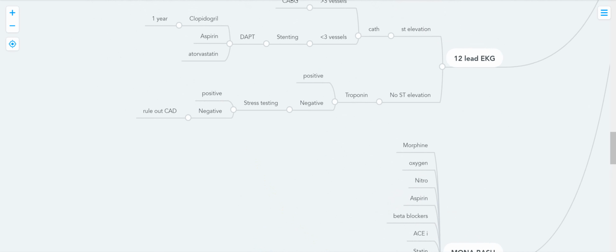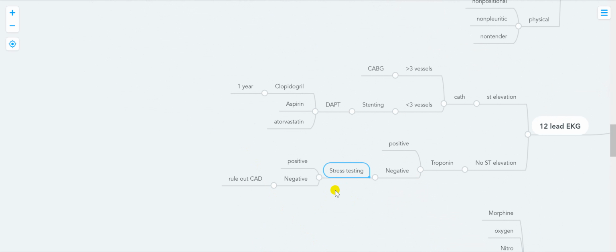There's a few notes for the stress testing here. For the stress testing, if somebody is able to exercise, we do treadmill. If somebody is unable to exercise, we do pharmacologic stress testing, nuclear imaging. But if there's a treadmill, we can just do the EKG. That's one thing. So for the stress testing, if there are risk factors and pain at rest and a positive stress test, then the best way is just to catheterize them. Okay, now that's basically in a nutshell the chest pain.